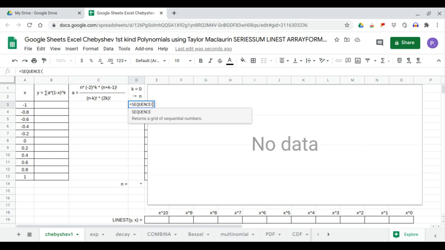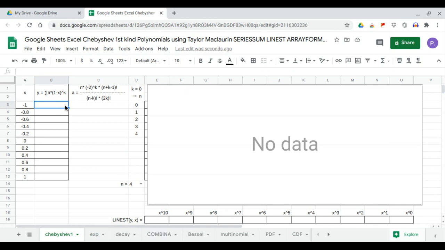So sequence of n plus 1, one column starting from 0, incremented by 1. So that if n equals 1, k is 0, 1. N equals 2, then k is 0, 1, 2. If n equals 3, k is 0, 1, 2, 3. N equals 4, k is 0, 1, 2, 3, 4.